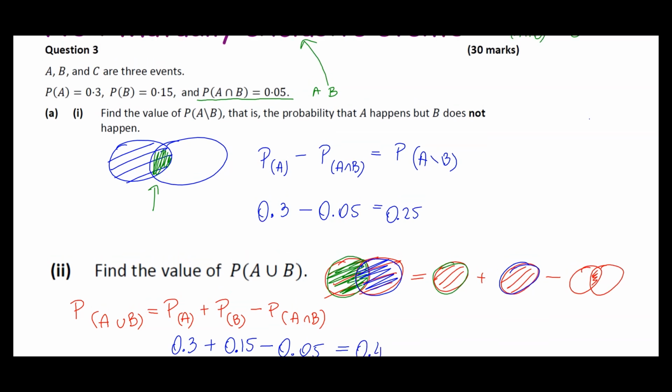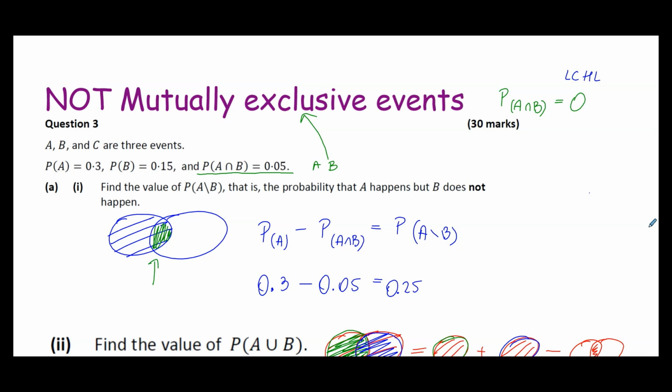That's how we recognize if the events are mutually exclusive or not, because that common part, if it was 0, then they are mutually exclusive, meaning they do not touch, they don't have a common part.